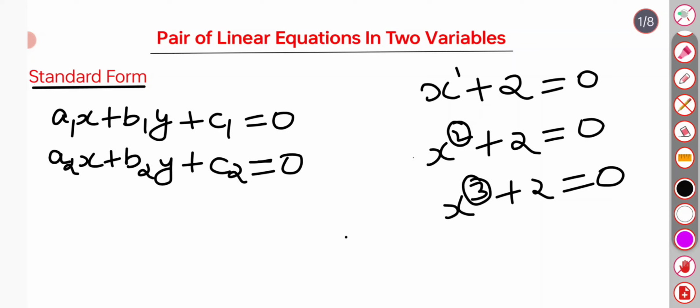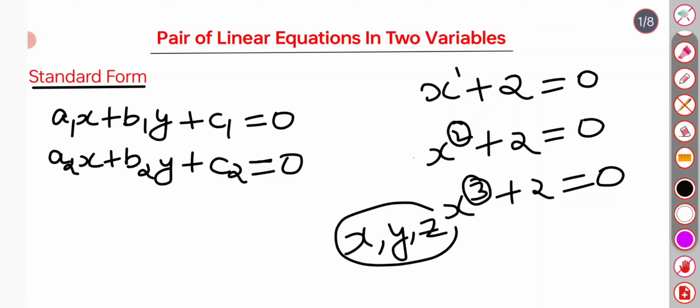Now in our chapter we need to learn about linear equations in two variables, that is also pair of linear equations in two variables. A variable, everybody knows what variable means: x, y, z, all the alphabet terms are known as variables. In this chapter we are going to learn pair of linear equations in two variables, that means we will learn two linear equations.